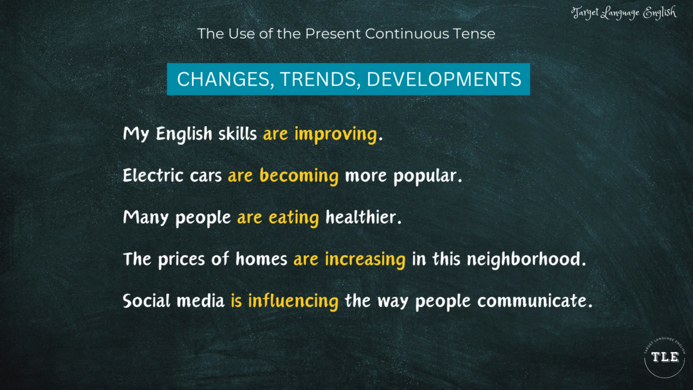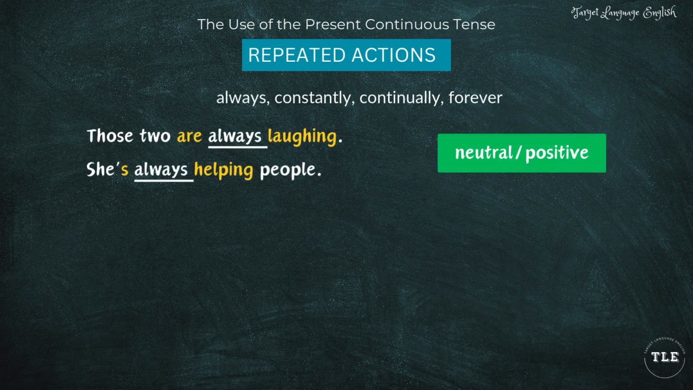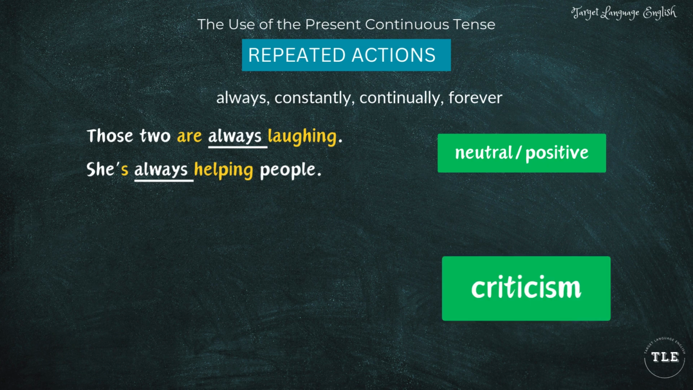In all these examples, the present continuous describes some kind of change or development, and it highlights that something is in progress and not yet finished, and it may take place over a longer period of time. We can use the present continuous with words like always, constantly, continually, and forever to emphasize that something happens repeatedly. For example, those two are always laughing. She's always helping people.